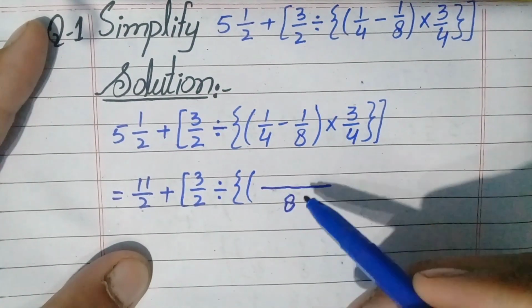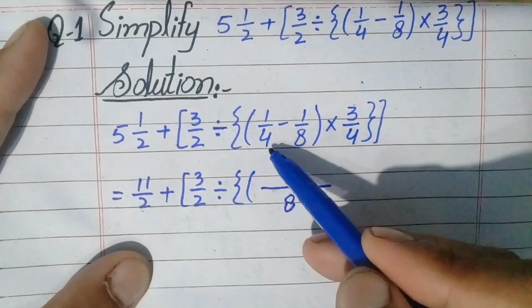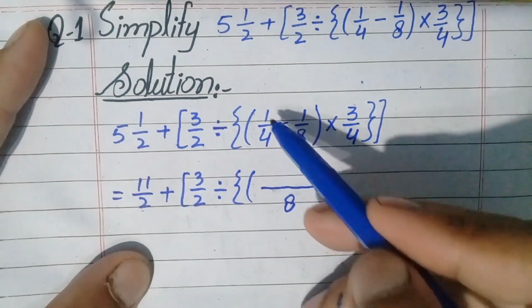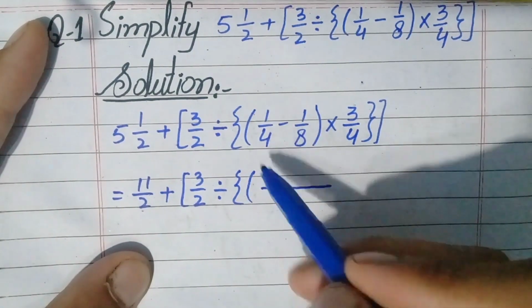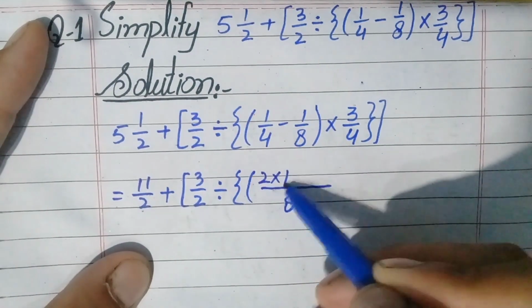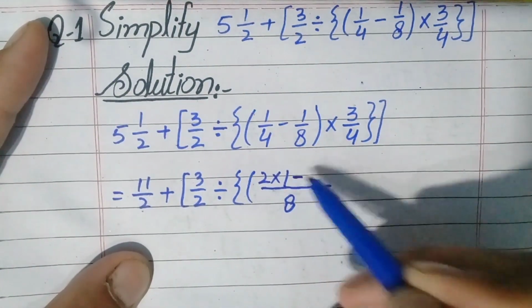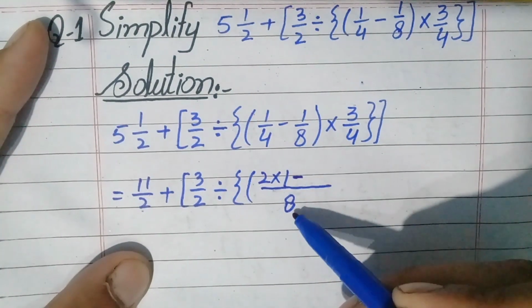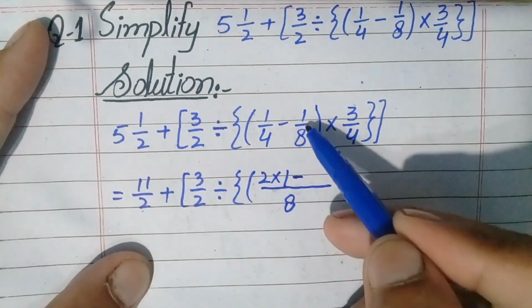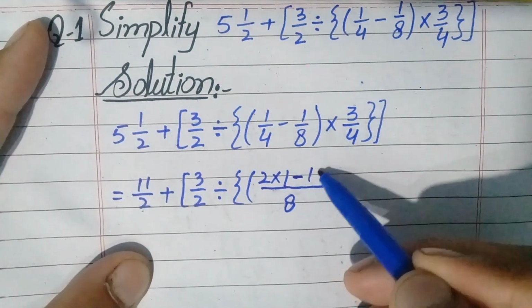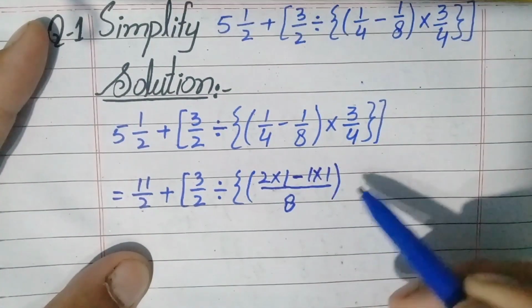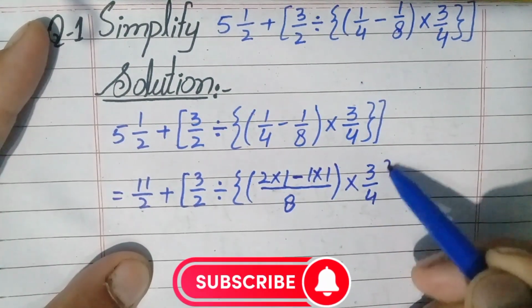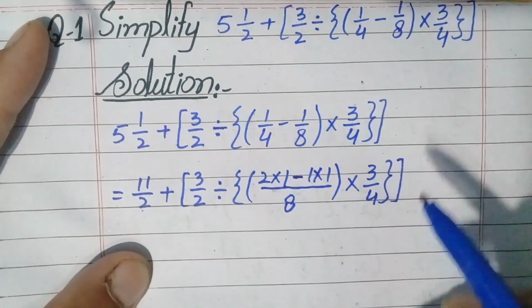Now what is the procedure next? We will divide 8 by 4, which gives 2. We will multiply 2 with the 1 here. Write down this minus here. Again we will divide 8 by this 8. Dividing a number by itself gives 1, so we will multiply 1 with this 1 here. The parenthesis will be closed. Multiply 3 by 4. Braces will be closed and the square bracket will be closed.